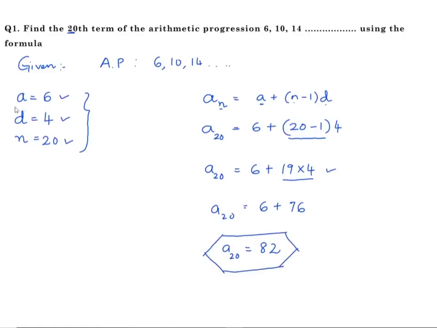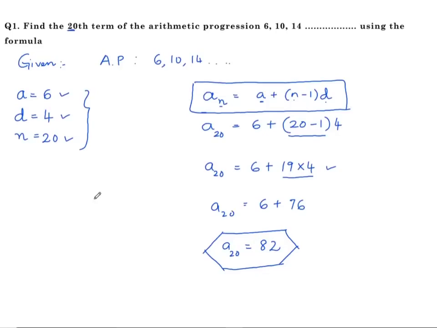Students, the first step is to find out the values of a, d and n. Write down the formula. What is the formula? an equals a plus n minus 1 into d. Students, hopefully you have learnt finding the nth term of the given arithmetic progression. Very simple question for 2 marks. The values or the terms will be changed in the exam.